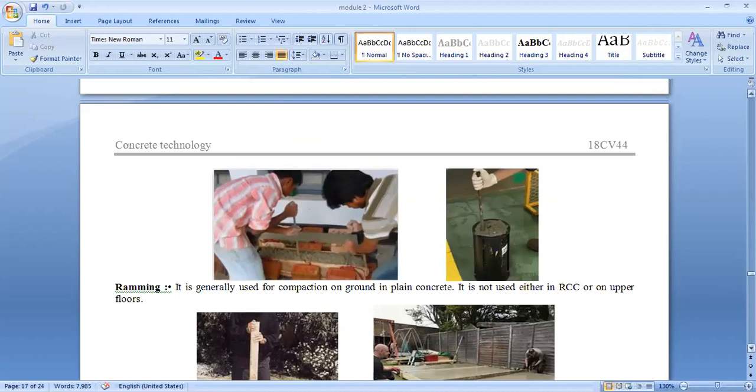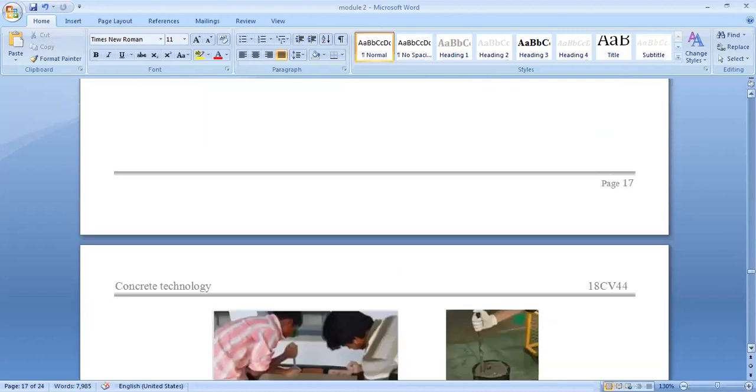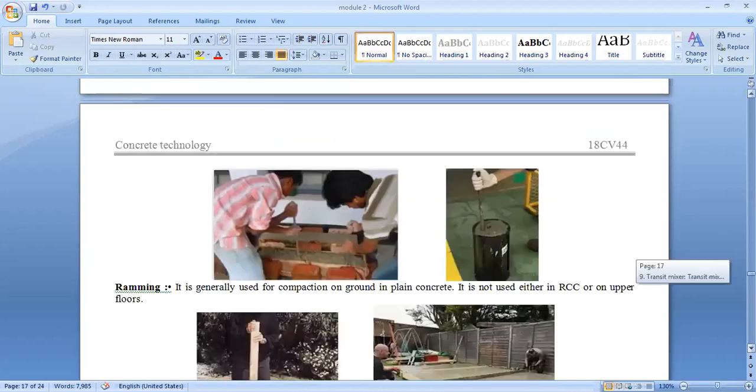By using this rod, we are going to compact the concrete. The thickness of the layer of rodding should be 15 to 20 centimeters. If rods are not available, bamboos and canes are also used instead of rods. Just setting this rod into a concrete mass, poking it.